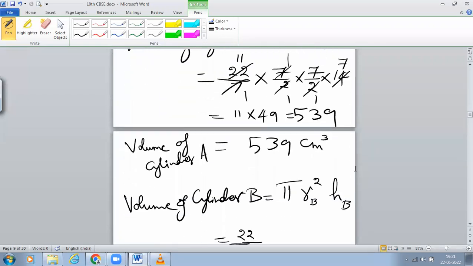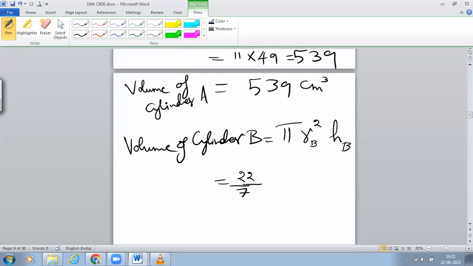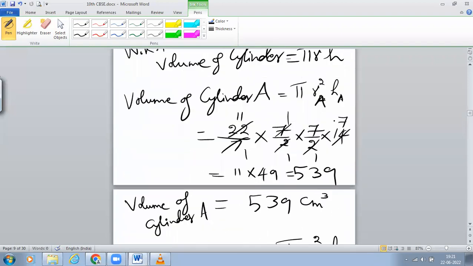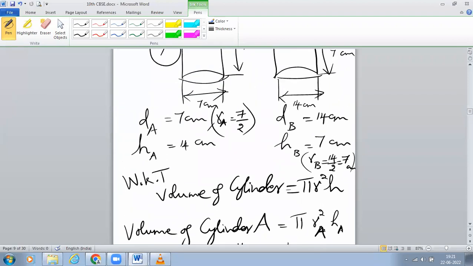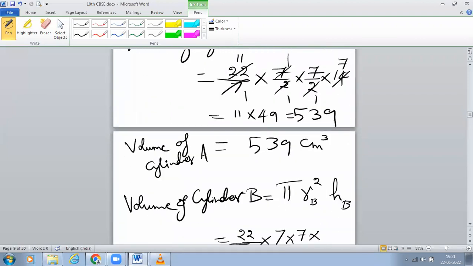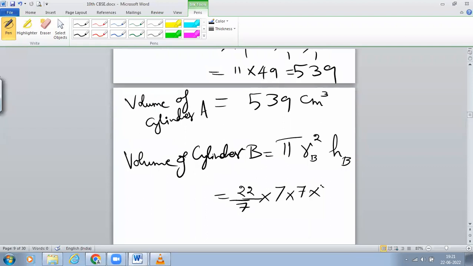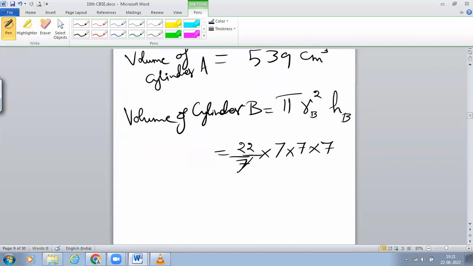So r square means r into r, that is 7 into 7, radius into radius, into the height of cylinder B, which is also 7. Please mute. So the height of cylinder B is also 7. Now we can cancel this. 7 ones are 7, 7 ones are 7. Now we have 22 into 7 into 7, which is 49. What is 22 into 49?